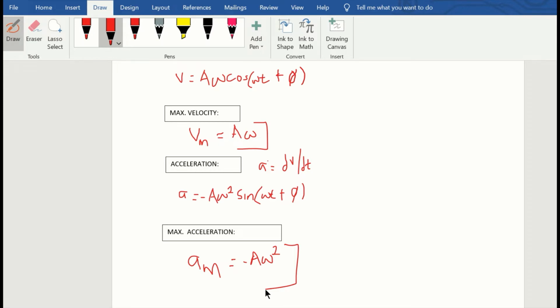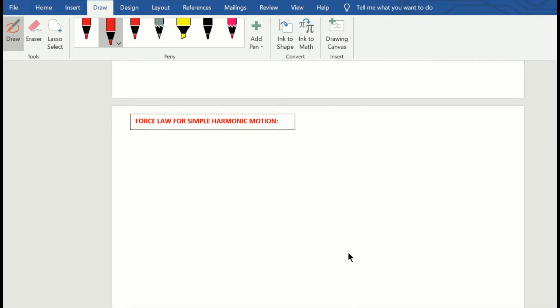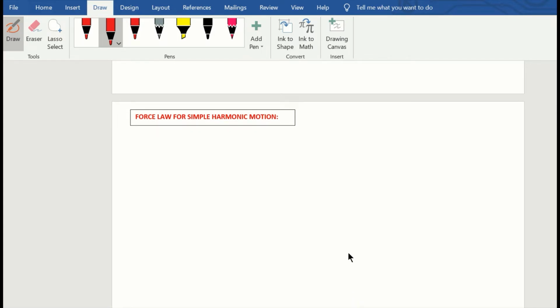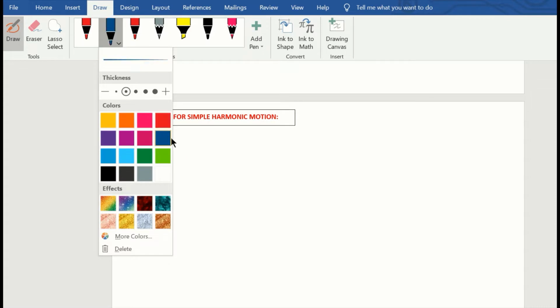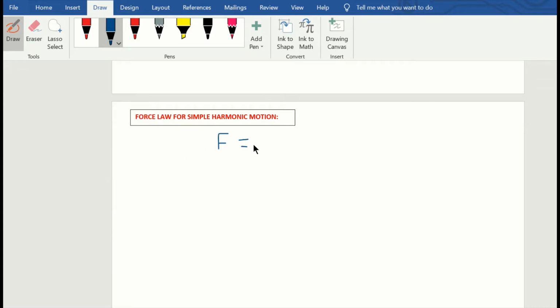Now let's look at the first law for simple harmonic motion, after which we'll look at two questions. Now we recall that from Newton's second law, we are told that the force is equal to ma, which is F is equal to the mass times what? Acceleration. Good. Now if we relate these to simple harmonic motion, we are told that acceleration for simple harmonic motion is equal to minus A angular frequency squared sine, angular frequency times time plus the phase constant.